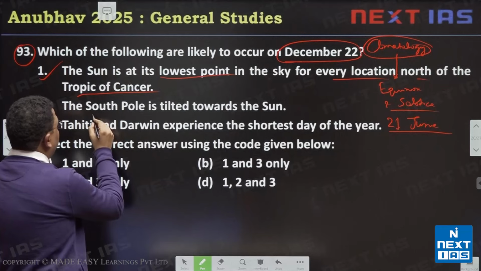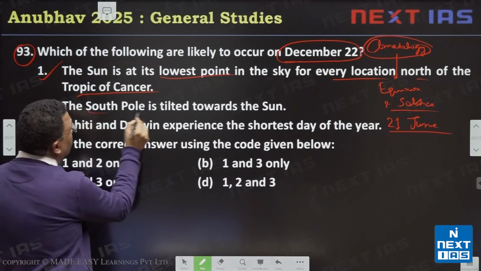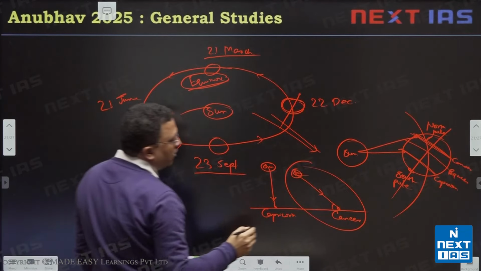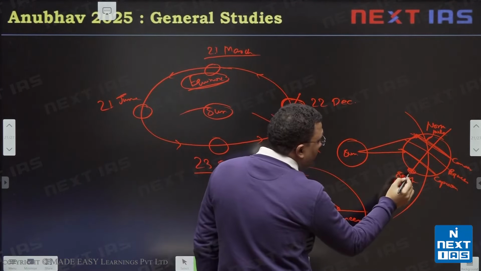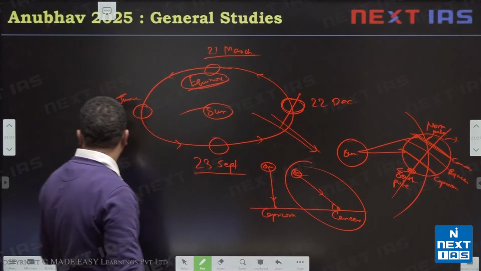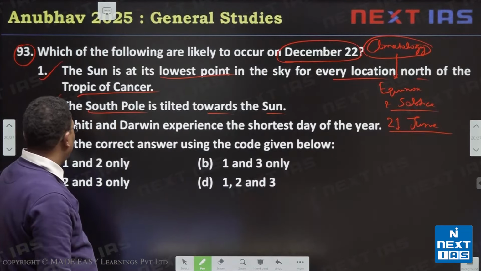Now let's see the second statement. It says South Pole is tilted towards Sun. This is correct. We have seen that on 22nd December, South Pole will be tilted towards Sun and North Pole will be away from the Sun, right? So second statement is also correct.